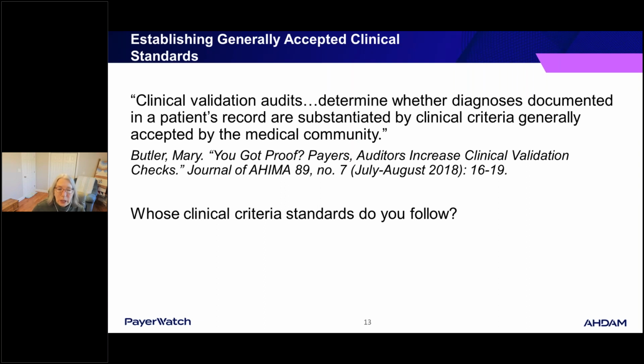What we're looking for is, are there clinical indicators in the medical record that are accepted in the medical community? So what is generally accepted in the medical community? That raises the question, whose clinical criteria standards do you follow? I'm going to talk about that a little bit as well. How do you determine what's a good clinical criteria standard to use in your appeal argument?